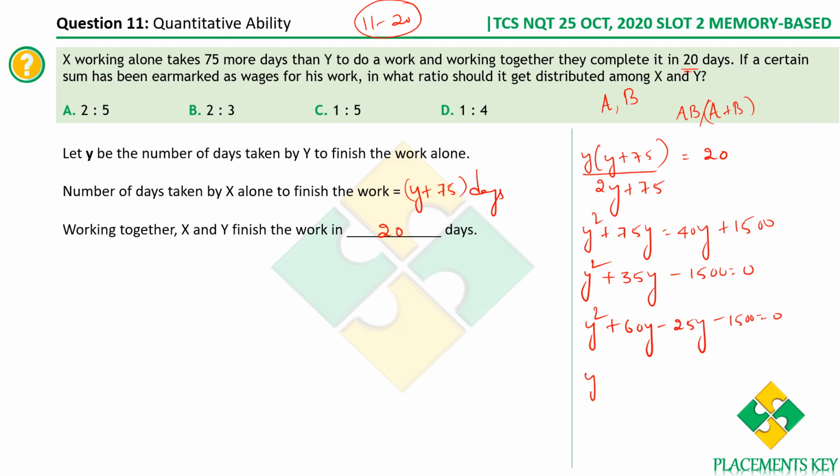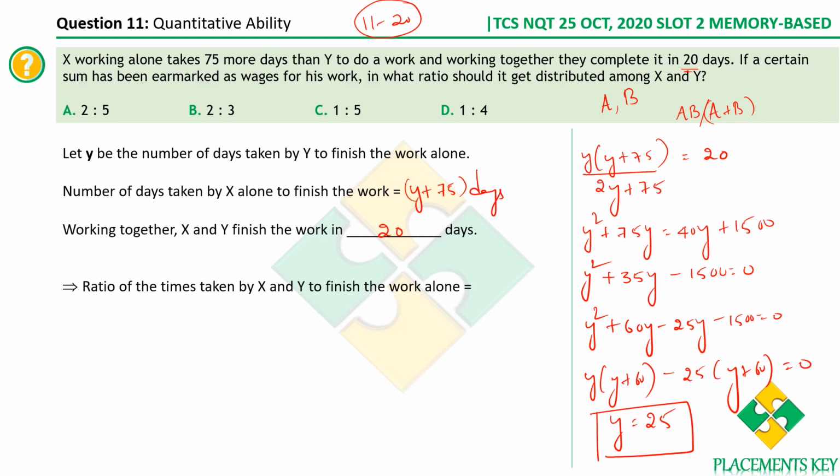So what is the value of Y? We get Y into Y plus 60, minus 25 into Y plus 60, is equal to 0. So we get the value of Y as 25 or minus 60, which is not possible. Therefore, Y alone takes 25 days to finish the work, whereas X alone takes 25 plus 75, that is 100 days. So I'm just writing the values here. Y alone takes 25 days, and X is Y plus 75, so X alone takes 100 days.